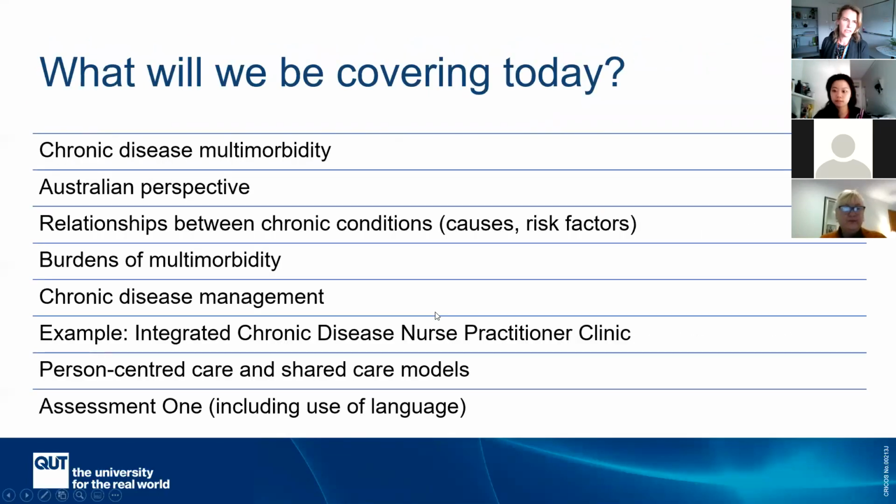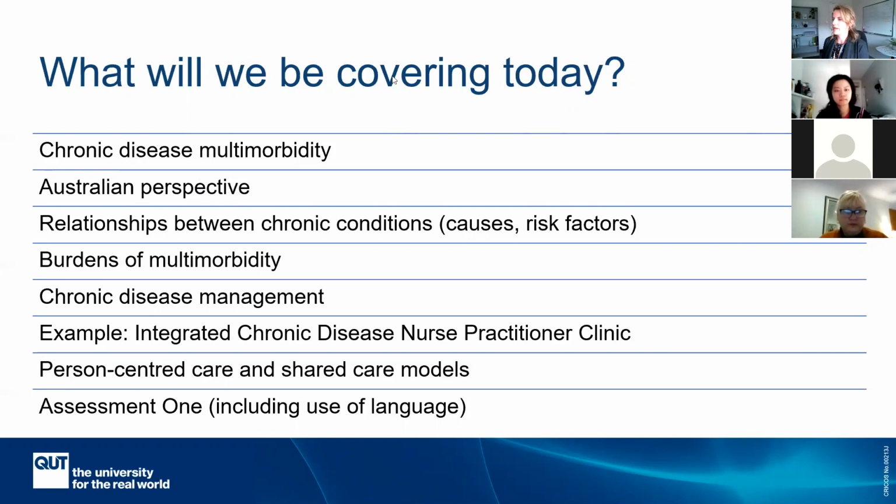Okay, so just a brief overview of what we'll be covering today. We are going to be covering mainly our first module of this unit, which is around chronic disease multimorbidity, from an Australian perspective mainly, but also talking if we've got people from overseas as well. We're going to look at the relationships between chronic conditions in terms of causes and risk factors, and we're also going to look at the burdens of multimorbidity.